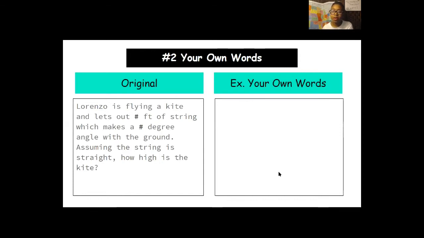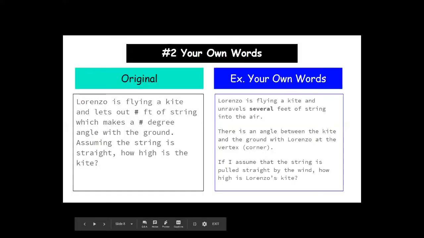What I'm going to do now is write out the question in my own words. So here is my version of the original question, and it says, Lorenzo is flying a kite and unravels several feet of string into the air. There is an angle between the kite and the ground with Lorenzo at the vertex or corner. If I assume that the string is pulled straight by the wind, how high is Lorenzo's kite? So let's just go back and look at the revisions.